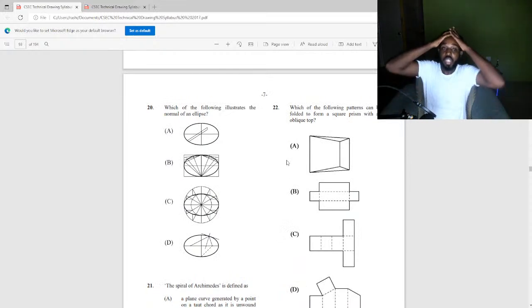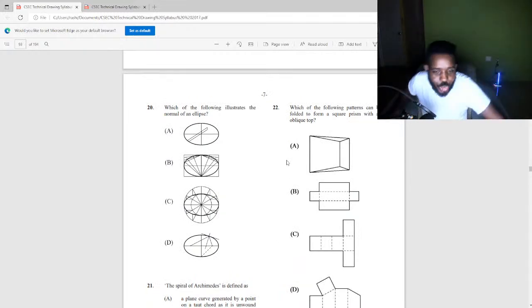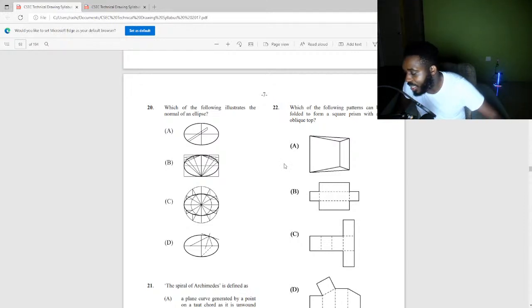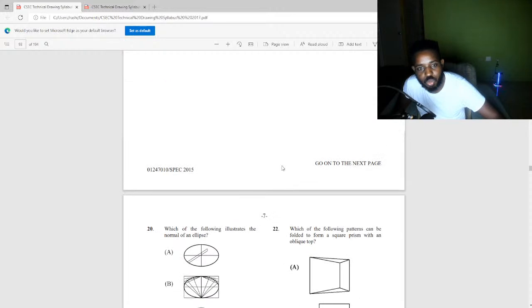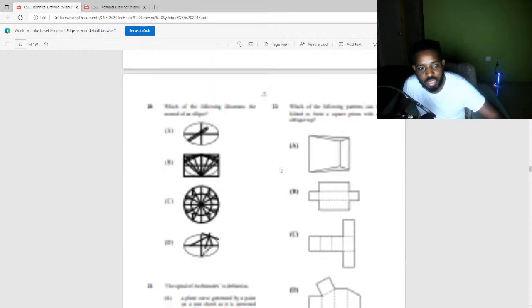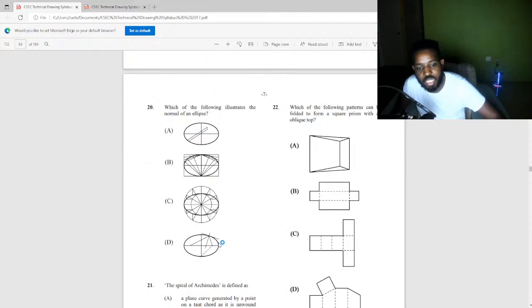Number 20, which of the following illustrates the normal of an ellipse? Normal. And the answer for this is D. All right, so number 20 is D. It has to be D, because this shows a normal and a tangent. This shows the concentric circles method of drawing an ellipse. This shows the Trammel method, and this shows the rectangle method, but this shows how to draw a tangent and a normal to an ellipse. So the answer is D.